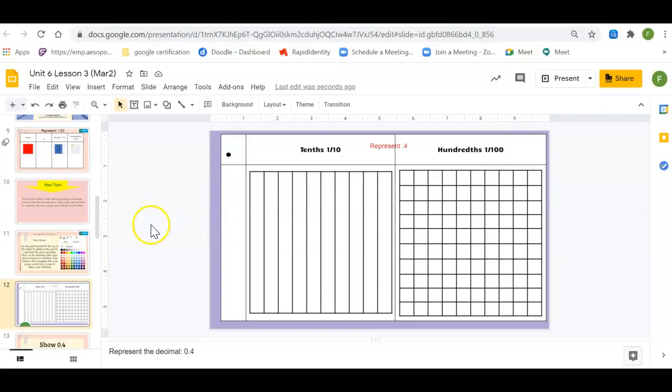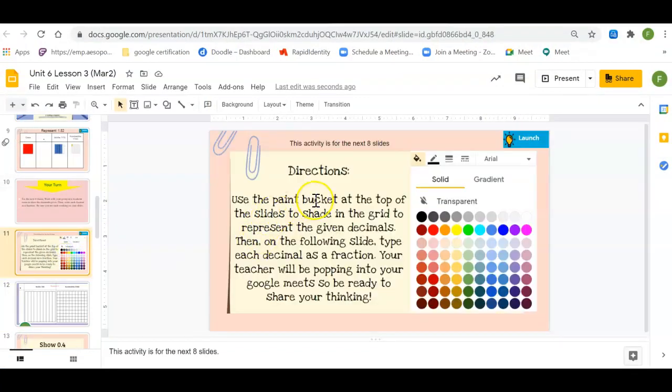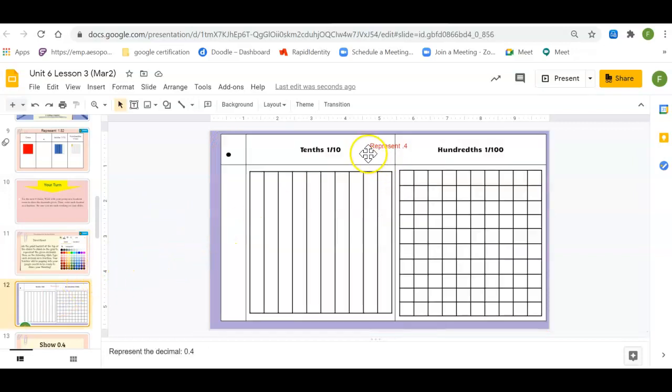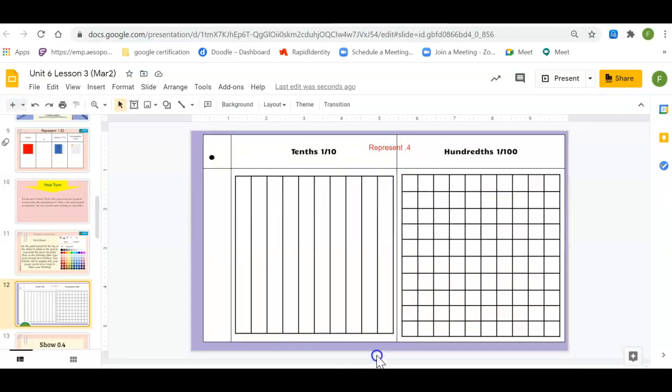Okay, so instructions again. So we've gone over this. You can use the paint bucket at the top of the slides to shade in the grid to represent the given decimals. And then on the next slide after that one, you're going to type each decimal as a fraction. And let's look at the first one together. So this one says represent 4/10.